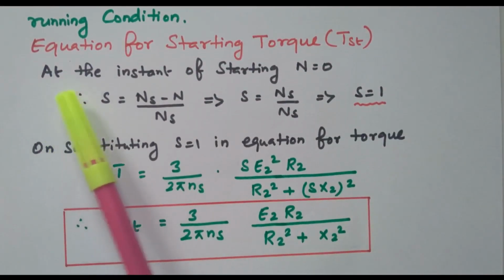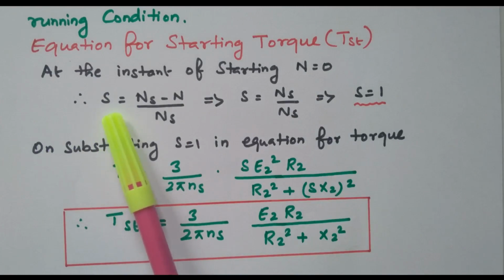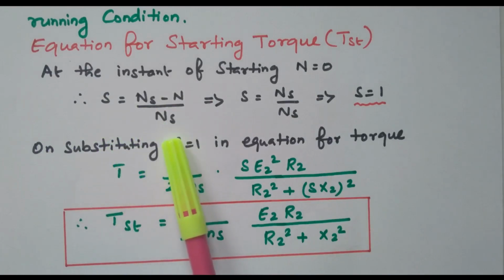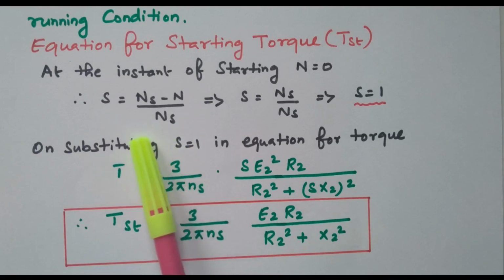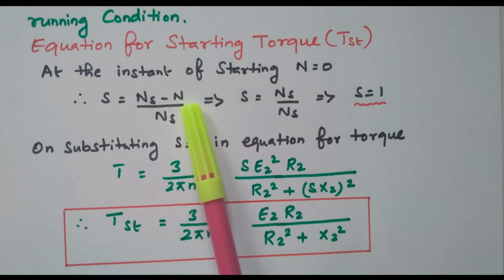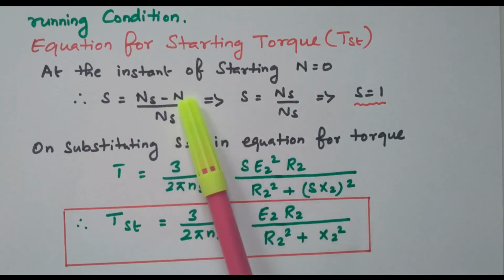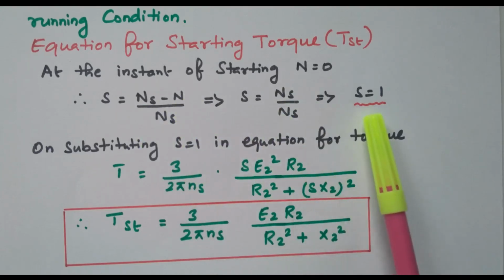At the instant of starting, n equal to 0. The speed is 0. So the slip S is nothing but (ns minus n) divided by ns. So this is the definition of the slip. In this, now n is equal to 0. There is no speed at the standstill at the starting. So this equation becomes ns by ns. This n is 0, so n by ns got cancelled. So S equal to 1.